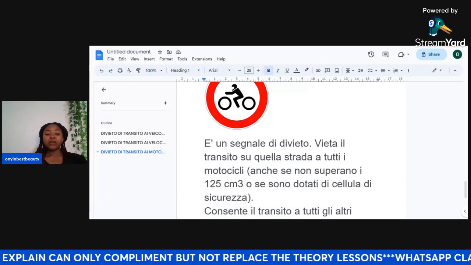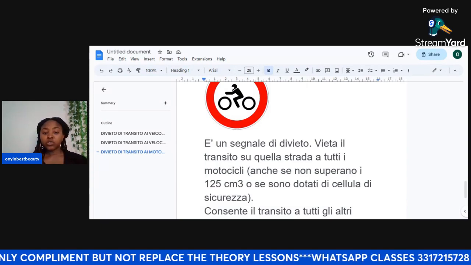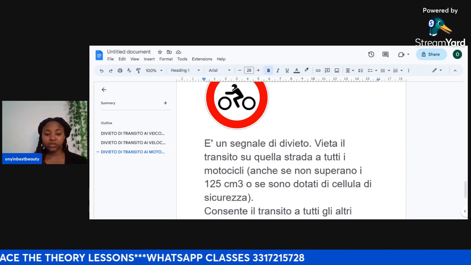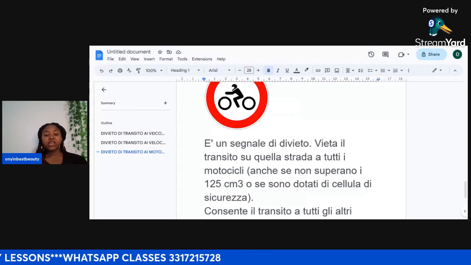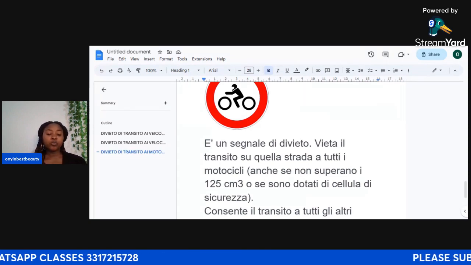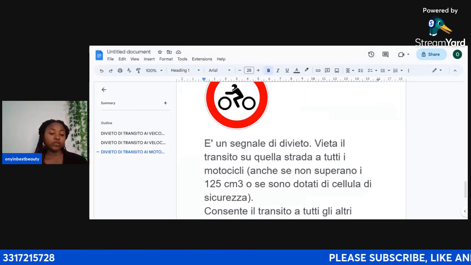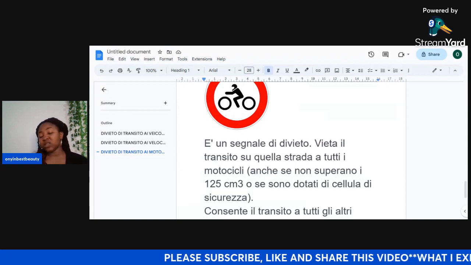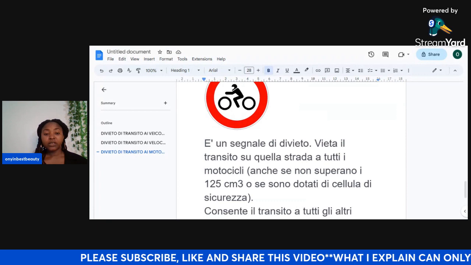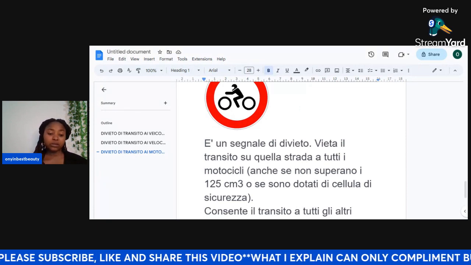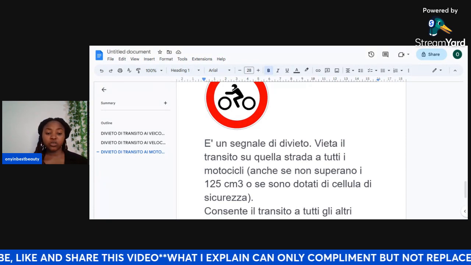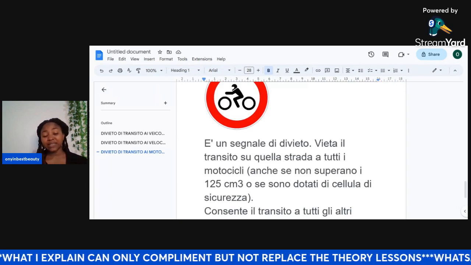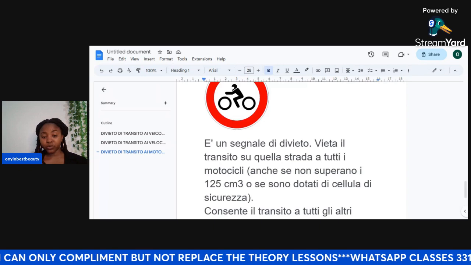Anche se non superano 125 centimetri o se sono dotati di cellulare di sicurezza. So even if your motorcycle's power does not pass 125 centimeters, or even if you are equipped with safety, like maybe your helmet, okay? Anything that gives you safety, your dispositivo di sicurezza, for example your helmet. Even if you say get out, you must not enter this particular road.